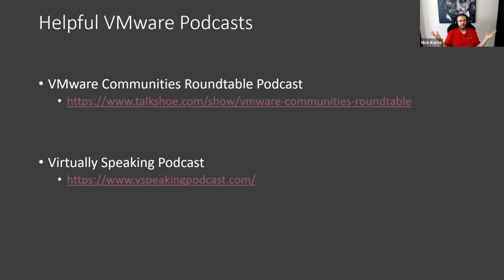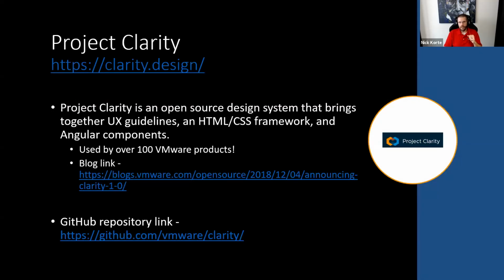If you're somebody that consumes podcasts, hopefully you've heard of Virtually Speaking with John Nicholson and Pete Fletcher. Those guys do a good job. All kinds of different things about the portfolio and have interesting guests. And then, of course, there's the Community Roundtable podcast, which is every Wednesday with Eric Nielsen and a flurry of different guests. Project Clarity. This is actually an open source design system that was used for a lot of different VMware products. You can go in there and start using it, contribute to it, but it's kind of cool.